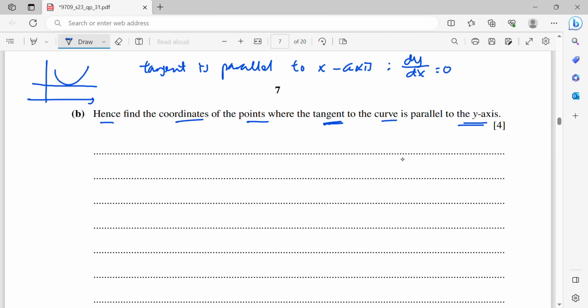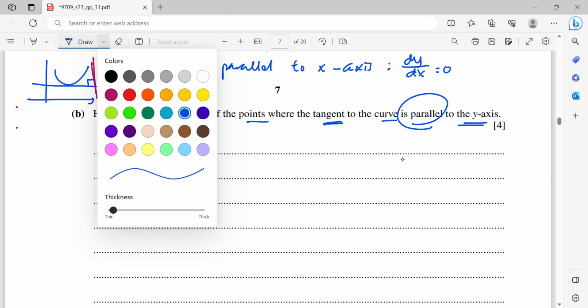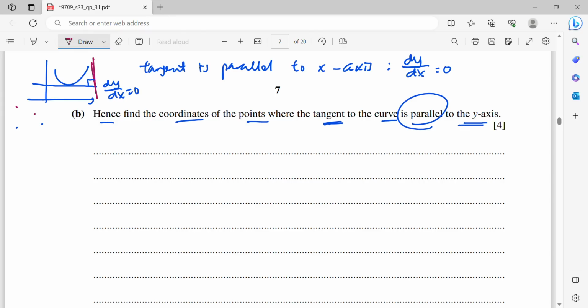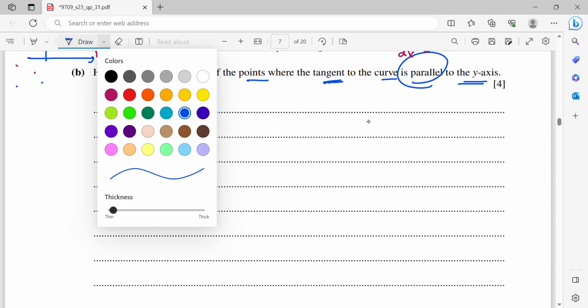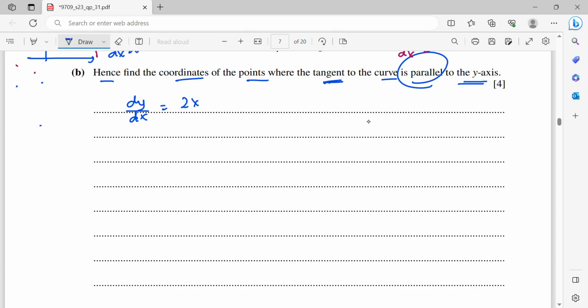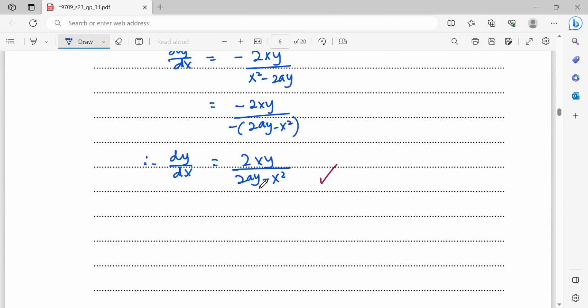But now it's mentioned that the tangent is parallel to y-axis. So when it is parallel to y-axis, okay, so when you look at here, this is dy dx equals to 0. And it will be perpendicular to, the purple line is perpendicular to the blue line, which means for the tangent which is parallel to y-axis, right, your dy dx is going to be infinity. Okay, so now by looking at the dy dx here, your dy dx is 2xy over 2ay minus x squared. So now from here, I will rewrite my dy dx first.